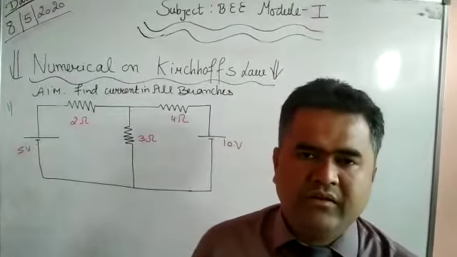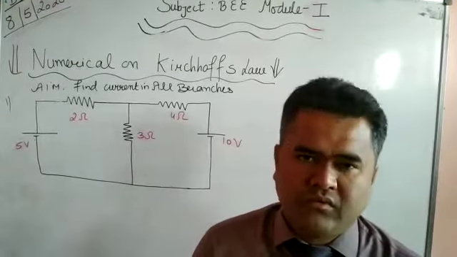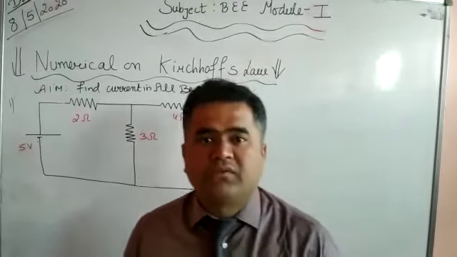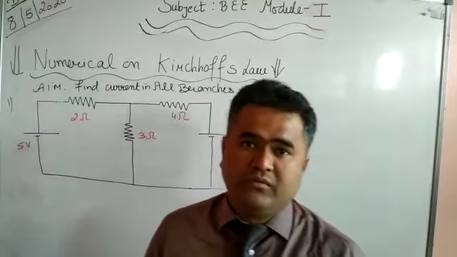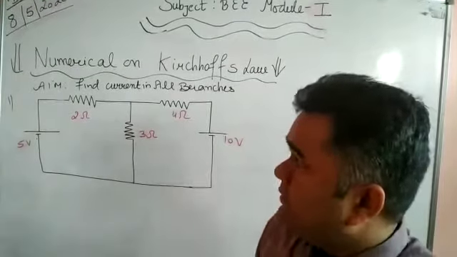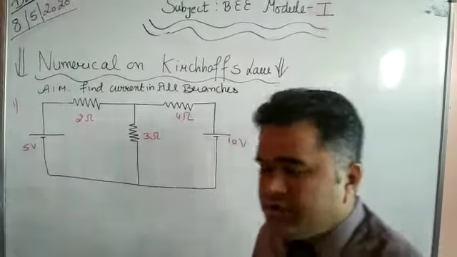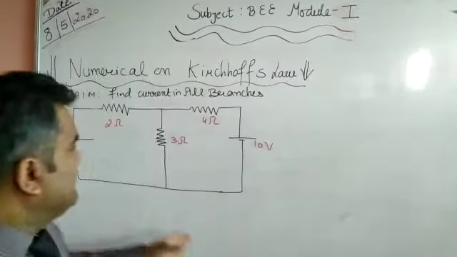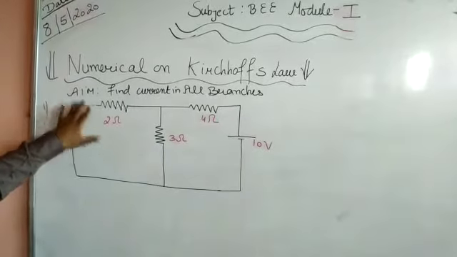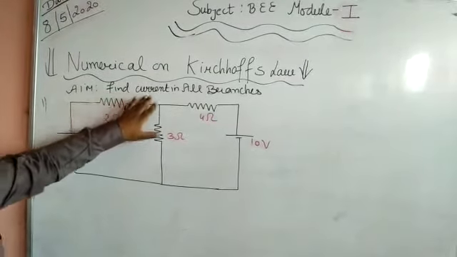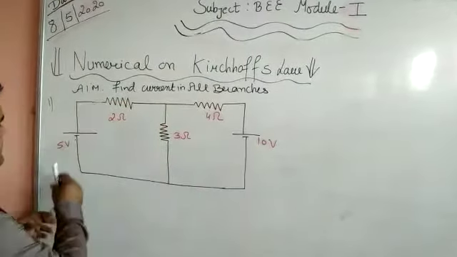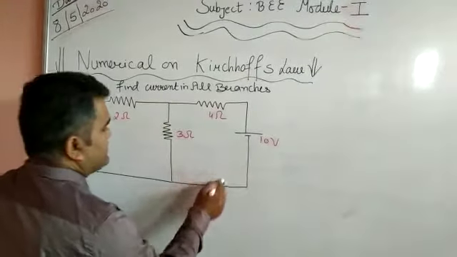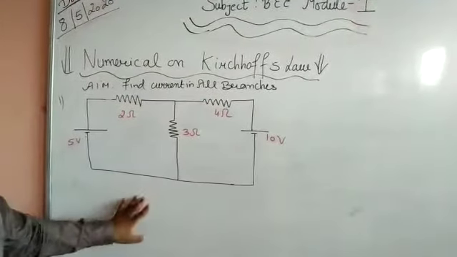Today I am again back with a new topic on Kirchhoff's law. We are trying to discuss the numerical part. Okay, with theory, numericals are also very important. Now in this question, what is the aim? Find current in all branches. This is one branch. This is another branch. It means there are two currents that we have to find.